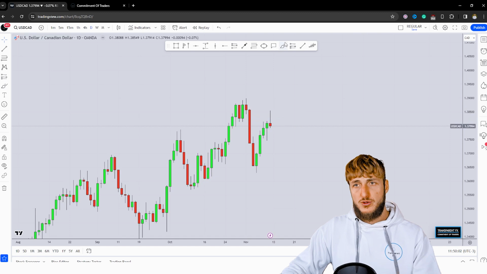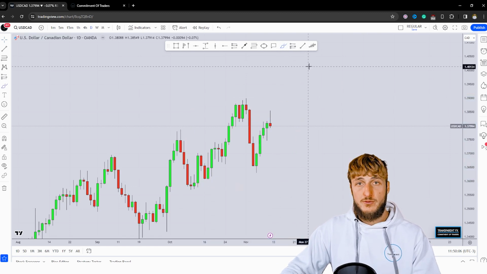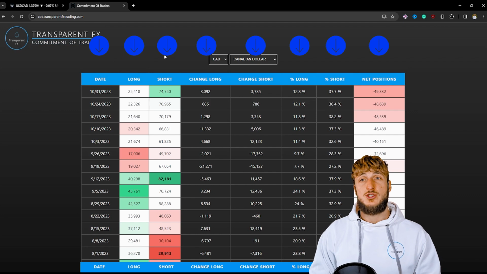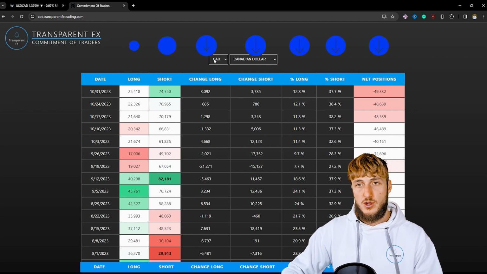Now, before we continue with our analysis here from a technical perspective by looking at the daily time frame, let's first go and see what we have when it comes to the commitment of traders. The COT data is essentially what institutions and the big players in the market are doing precisely on the CAD.